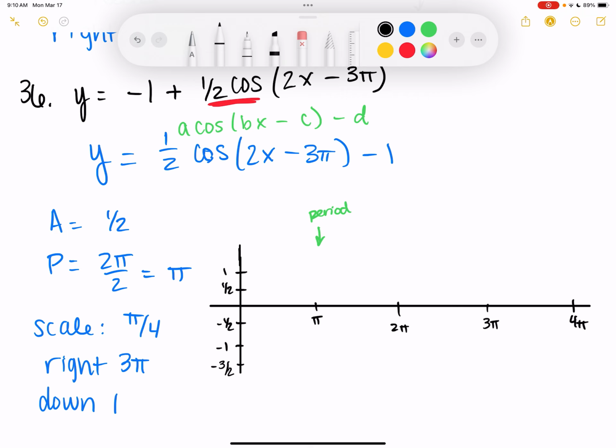And then since it's increments of pi over 4, I'm going to break each of these little sections up into sections. So I'll have pi over 4, pi over 2, 3 pi over 4.